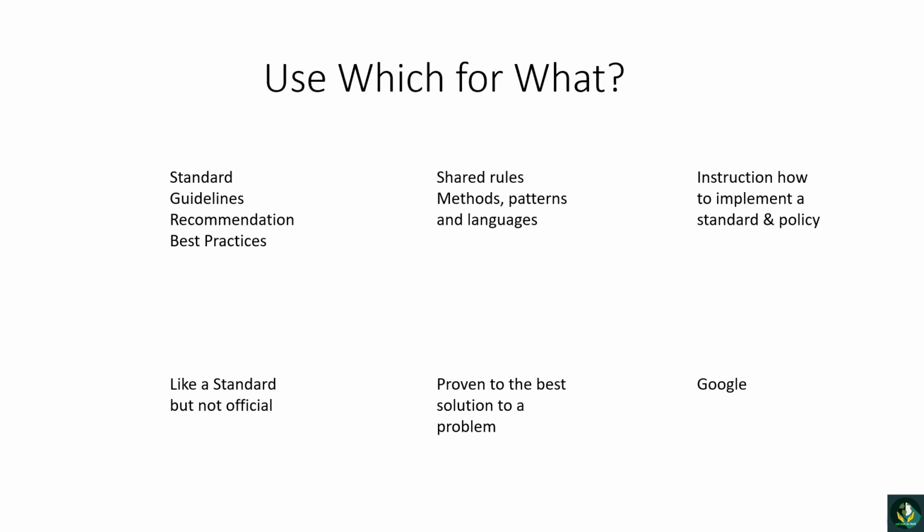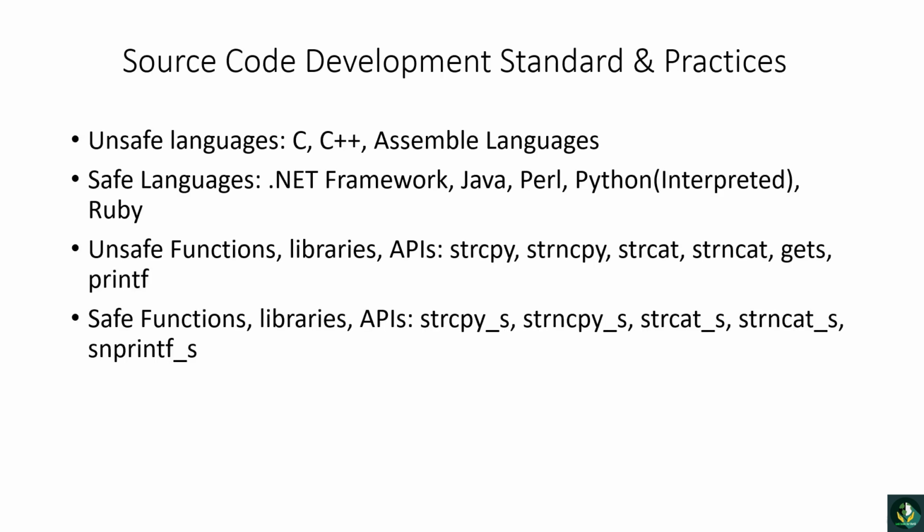Okay, so we'll have a quick look at some of the more prominent sources of information on security and coding practices. In source code development standards and practices, the most unsafe languages are C, C++, and assembly. It is better to use safe languages like .NET Framework, Java, Perl, Python, Ruby, and to avoid unsafe function libraries and APIs like strcpy, etc., and use safe functions and APIs instead.